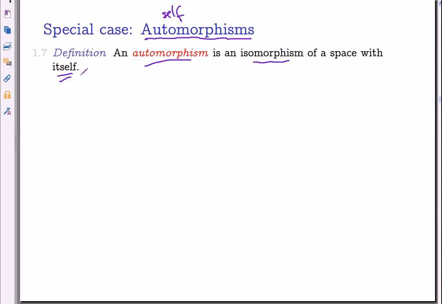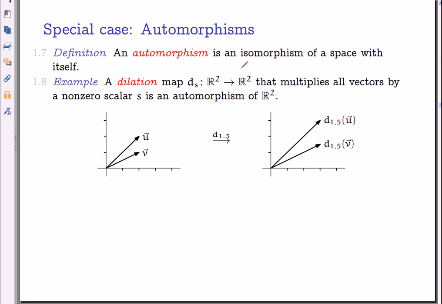Now you might think that of course a space has the same structure as itself. But the interesting thing about automorphism is that the mapping of a space to itself can have many different forms. So let's look at some examples. Here's one example, a dilation map, d_s. In this case, we're taking a dilation map from R2 to R2.